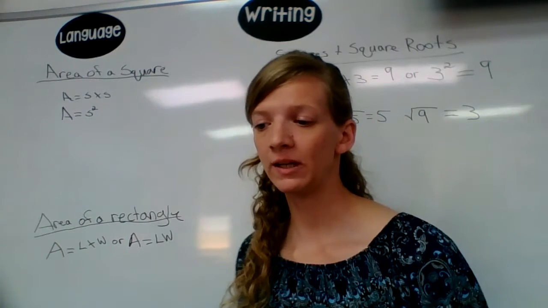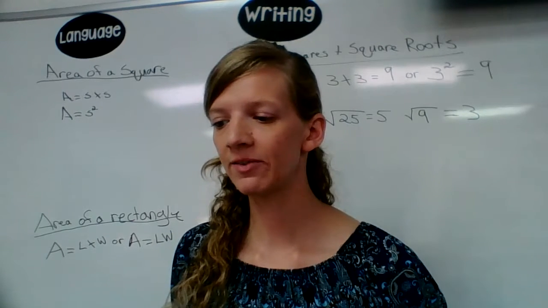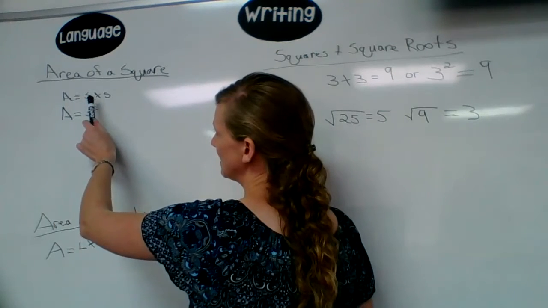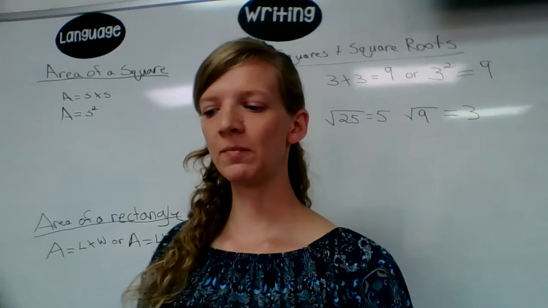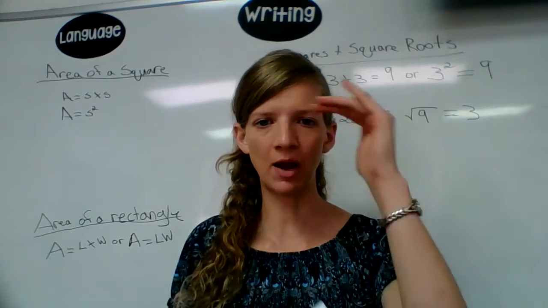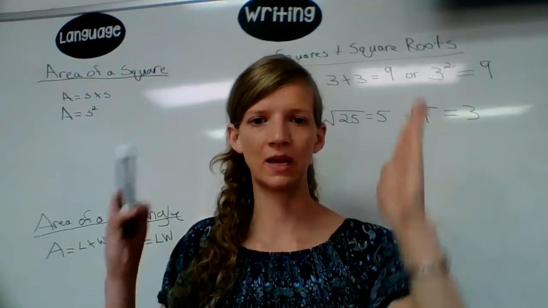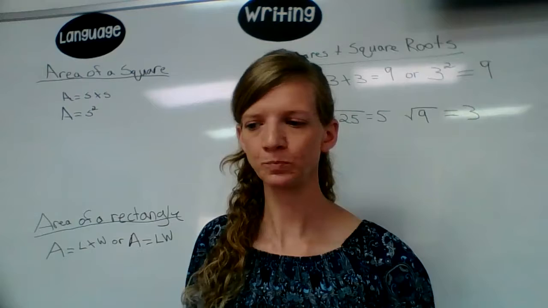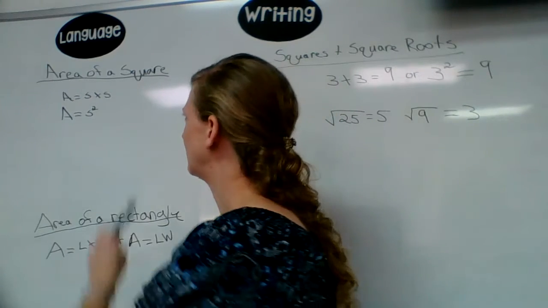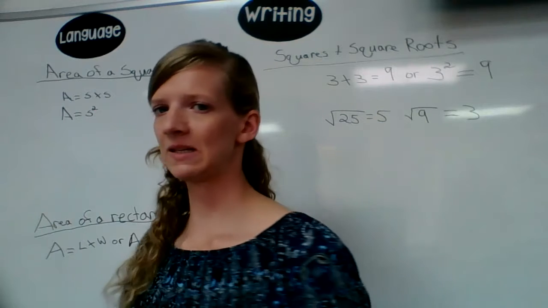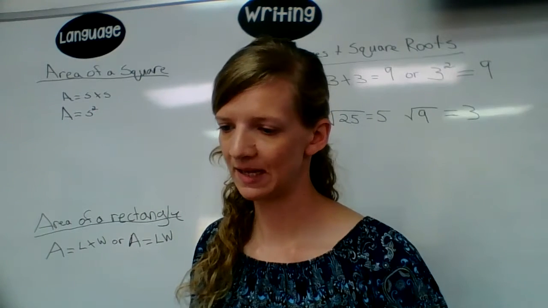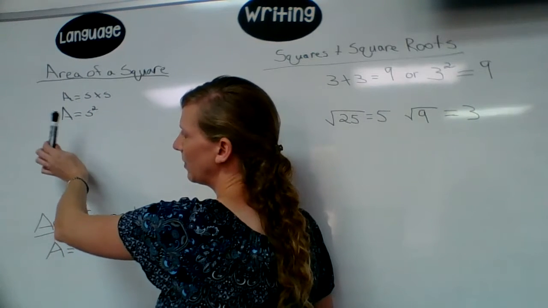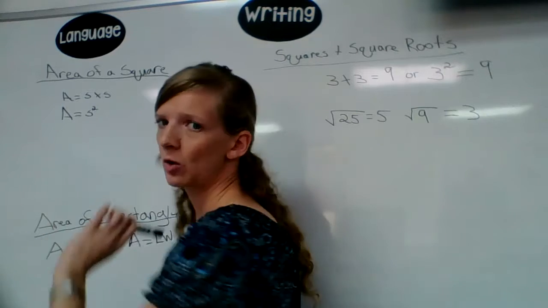Now, we're going to be learning the area of a square. The area of a square can be found by using the formula A equals S times S. Keeping in mind, a square is the same on all sides. A rectangle has two the same and two the same. But a square, all four sides equal the same number. So you multiply the side times the side because all the sides are the same. So it can be written A equals S times S, or it can be written A equals S squared.